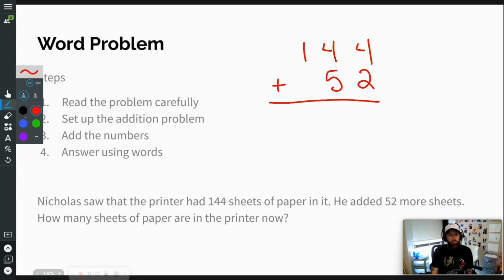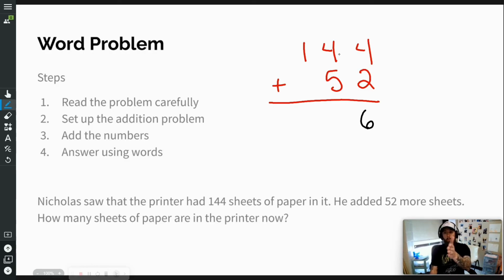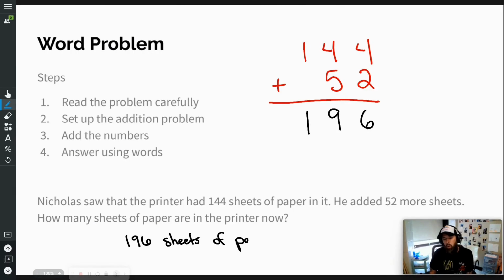Now we add these two numbers up. Okay, starting all the way from the right, we add 4 plus 2, which is 6. Then we go 4 plus 5, which is 9. And 1 plus nothing is 1. So we have 196. Now, we're not just going to write it out like that and walk away and move to the next problem. We're going to write this out using words. How many sheets of paper are in the printer now? Well, we have 196 sheets of paper. It just sounds better when you write it all out.